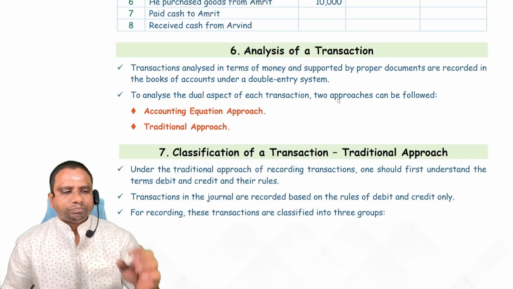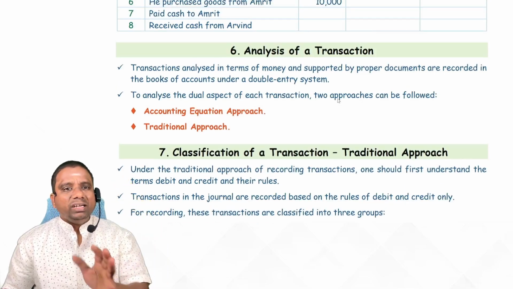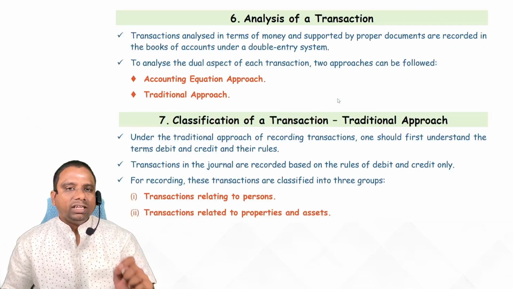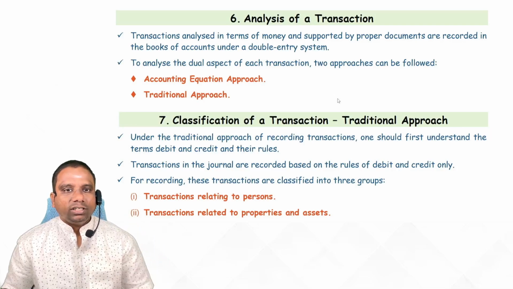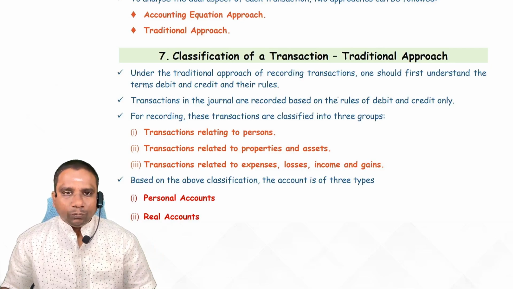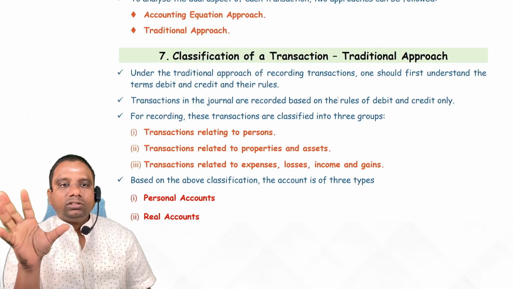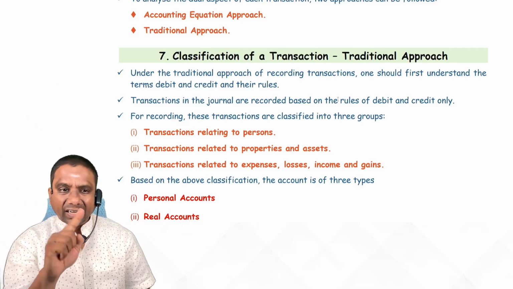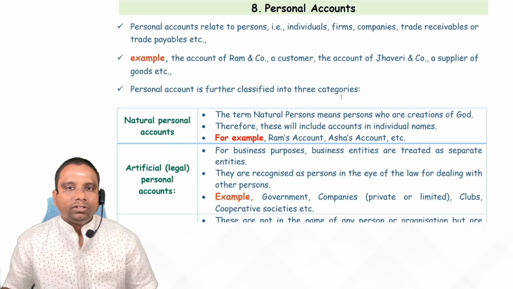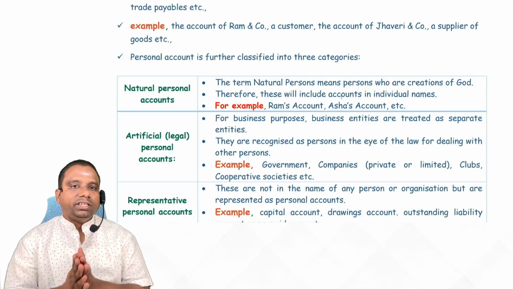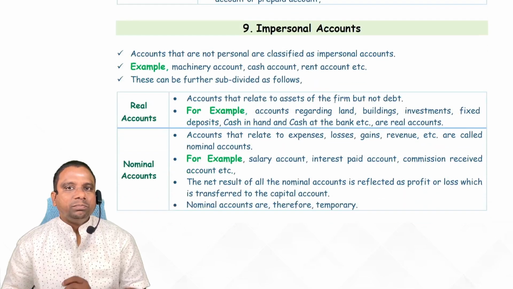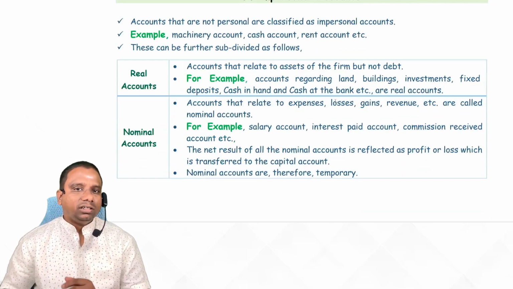After that, to decide whether the identified account is debited or credited, we first have to analyze the transaction. For that we have two approaches: the accounting equation approach and the traditional approach. We are discussing the traditional approach. Under the traditional approach, all accounts are categorized into personal account, real account, and nominal account. Personal accounts are again classified into natural person, artificial person, and representative personal account. Impersonal accounts are classified into real account and nominal account.